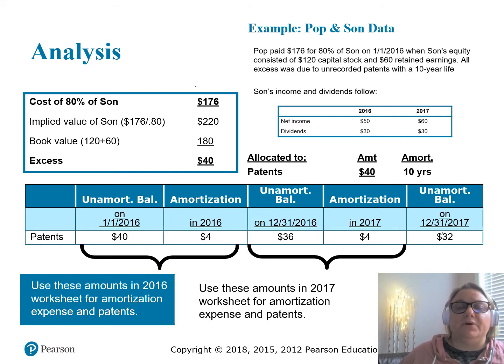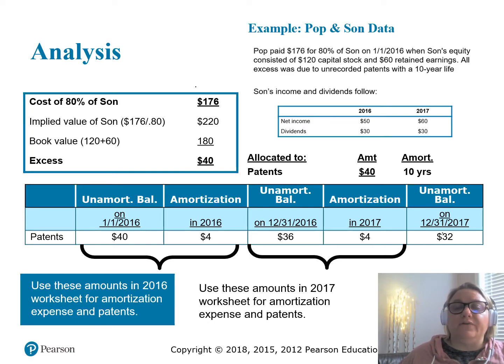Hopefully this is super old hat and you know that the implied value is the total value of the company of Sun. Remember, we're only buying 80%, but we need to know that total value of the company. Why? So we can kind of suss out the non-controlling interest amount.